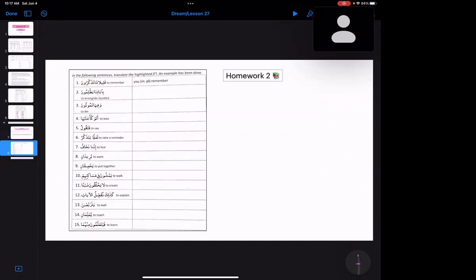And then, okay, forget about homework number two, because is that about pronouns? No, it's not about pronouns. Then you guys can do it. So this is basically the extra practice.